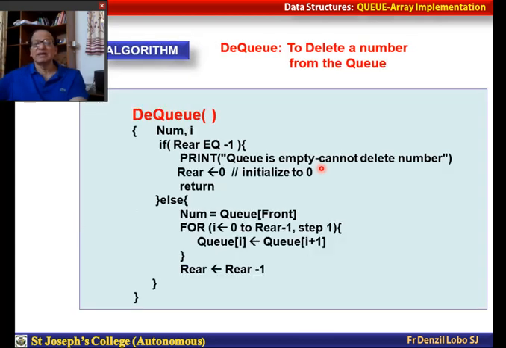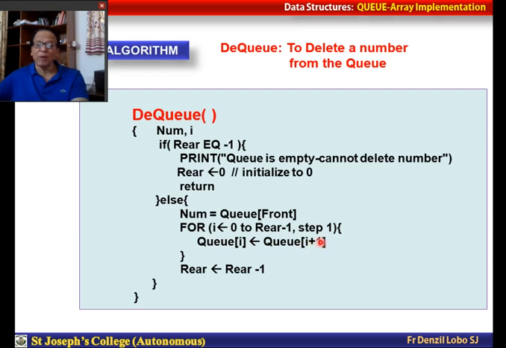With that, we go to the next, DQ. First, we will check in this algorithm whether the queue is empty. When is the queue empty? When rear is equal to minus 1, queue is empty, and then I come out of that. Otherwise, I get the number from the front, get that number. And then now I copy from 0 to rear minus 1. I copy all, as you see, Q plus 1.